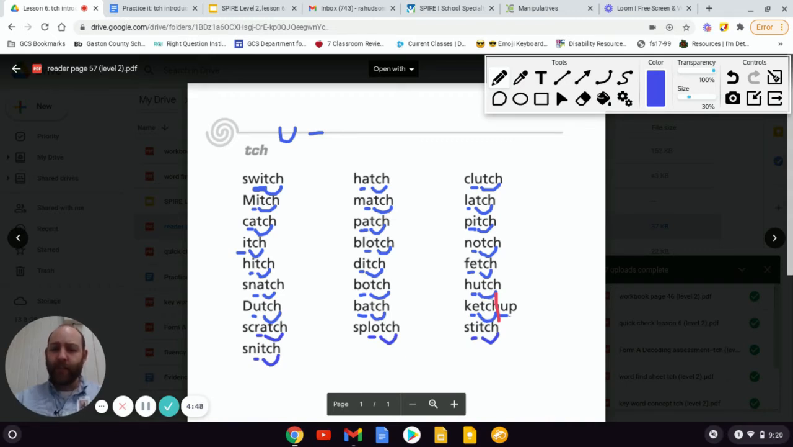So we can use these markings to help us decode these words better. Now we're going to read these words together. I'm going to read the word, and I want you to repeat the word after me. First word again was switch. Next word, hatch, clutch. Mitch, it's a name because it's capitalized. Match, latch.